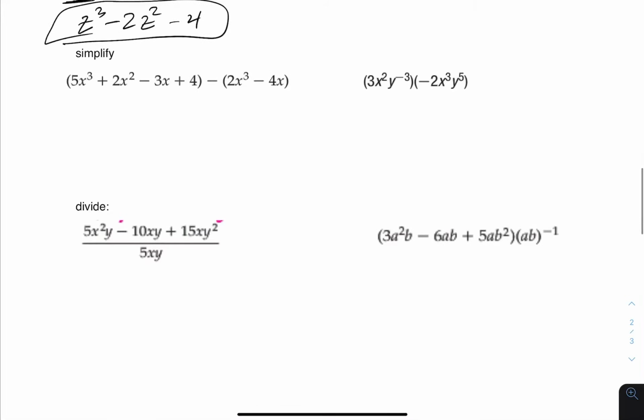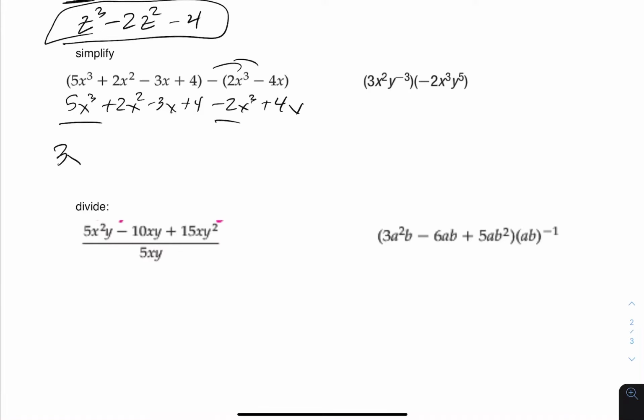These are just review problems for most part. So let's review section 1 real quick. So subtraction, there's a distribute, so it's going to be 5x cubed plus 2x squared minus 3x plus 4 minus 2x cubed plus 4x. So then we add like terms.